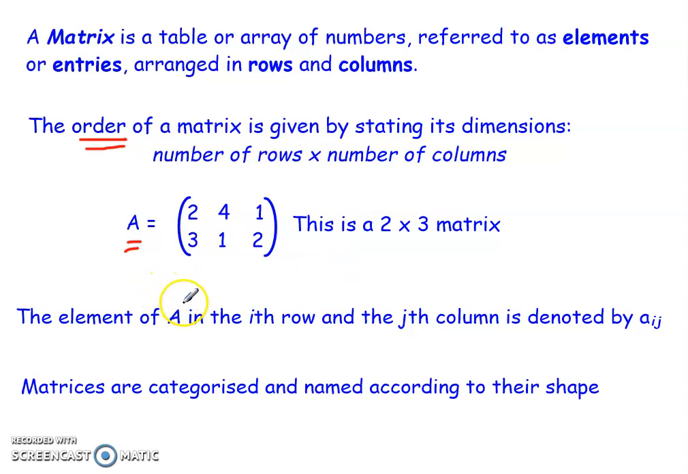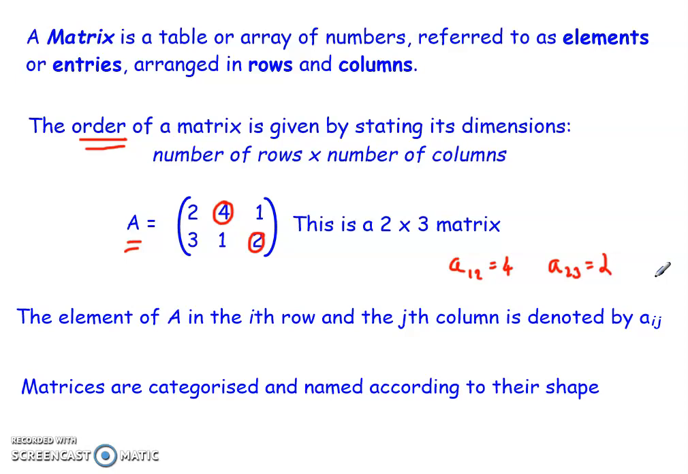Now the element of the matrix A in the ith row in the jth column is denoted by Aij. If I look at this element here, the 4, that is in the first row and the second column. So I'd be able to say that A12, the first row, second column, is equal to 4. This one here is in the second row and the third column, so I'd say that A23 is equal to 2. So we can denote each element on its own and essentially give it a name, which depends again on the row and the column where it's situated.